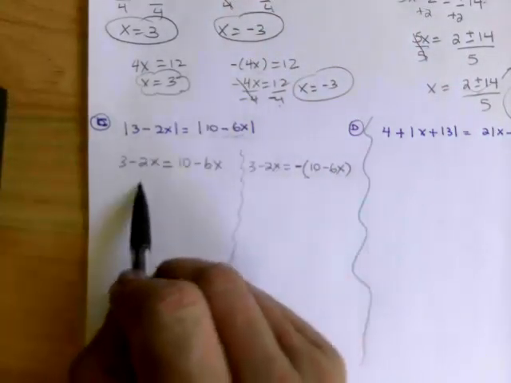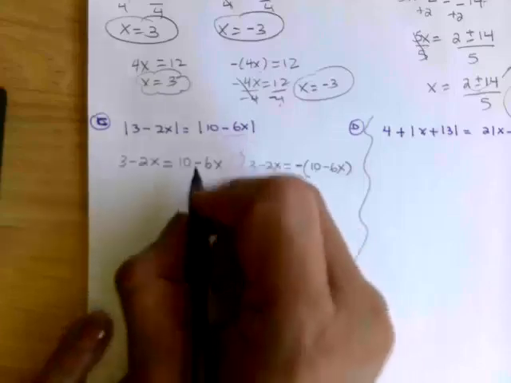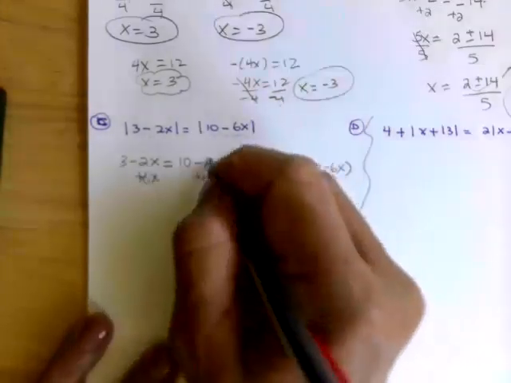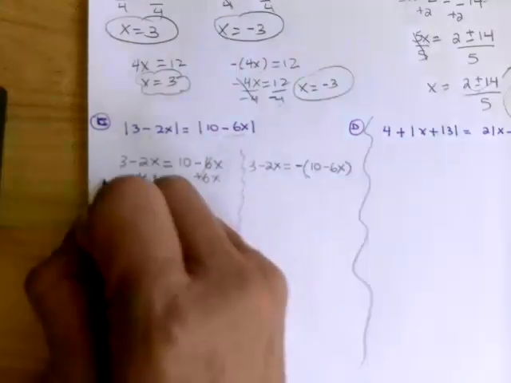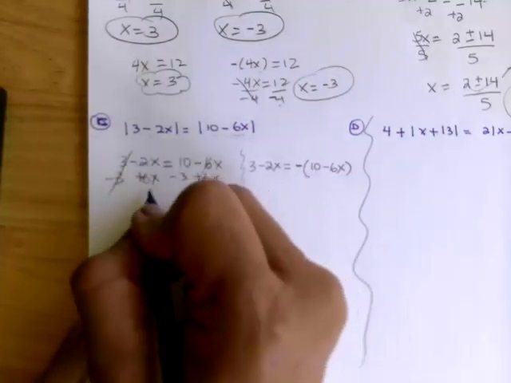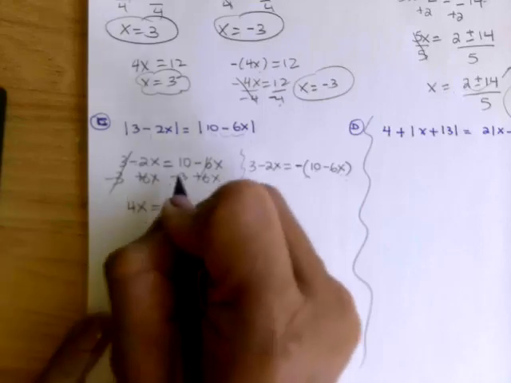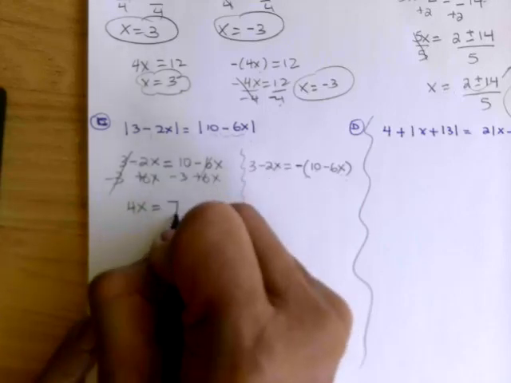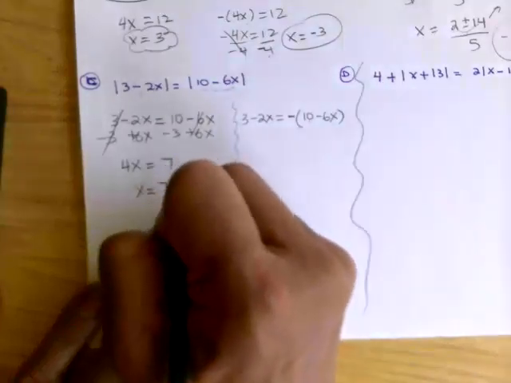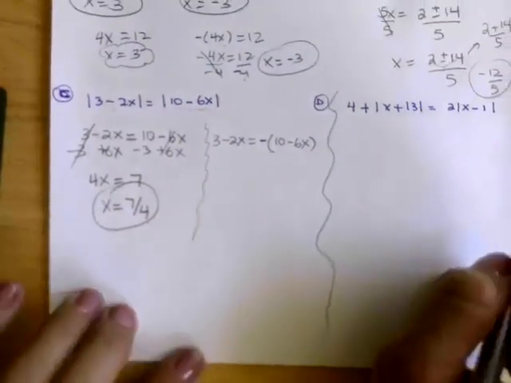Okay, first let's hop over here to the nice one. So gather your x's together, add your 6x to both sides. So my numbers are going to be on the left, so move the 3, subtract 3 from both sides. So I have negative 2x plus 6x, that's my 4x. 10 minus 3 looks like a 7, divide by that 4, so x is 7/4. There's one of your answers.